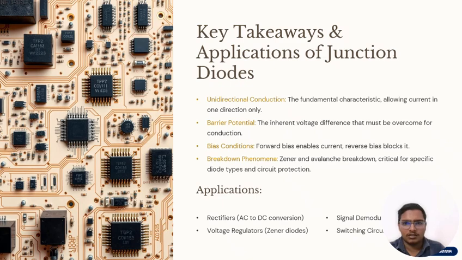Unidirectional conduction: the fundamental characteristic allowing current in one direction only. Yes, we have discussed that current flows only in forward bias for the PN junction diode. Barrier potential: the inherent voltage difference that must be overcome for conduction. Bias condition: forward bias enables current, reverse bias blocks it. Key points, not applications: breakdown phenomenon. Zener and avalanche breakdown are critical for specific diode types and circuit applications.